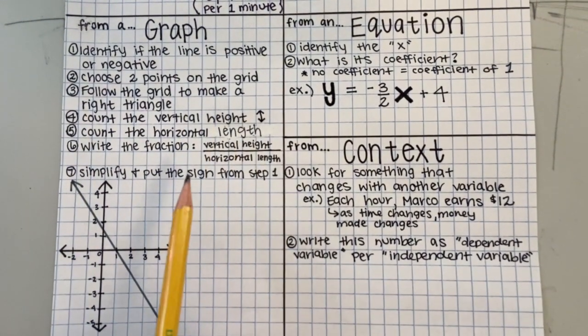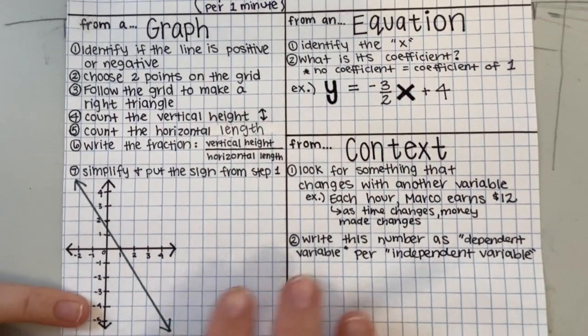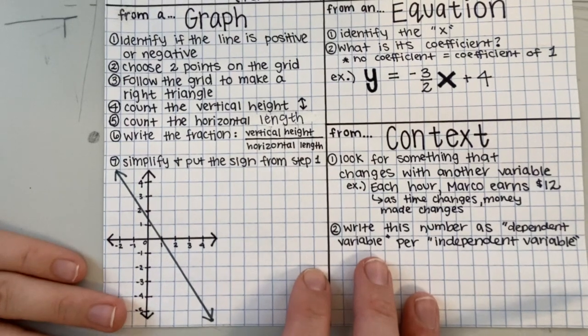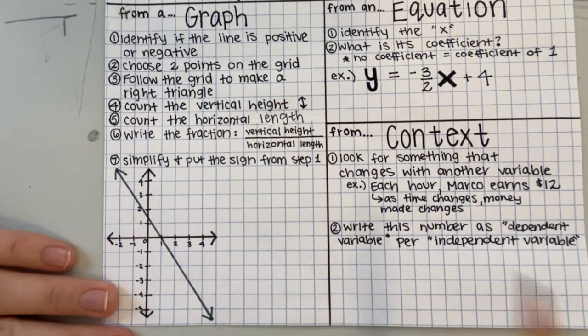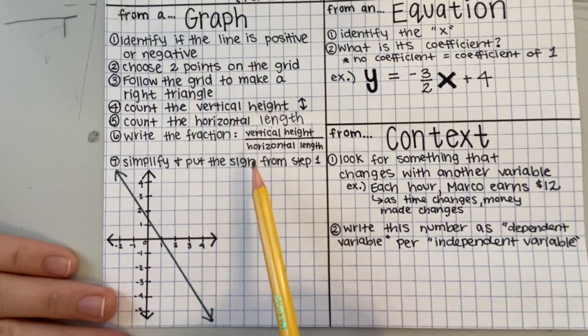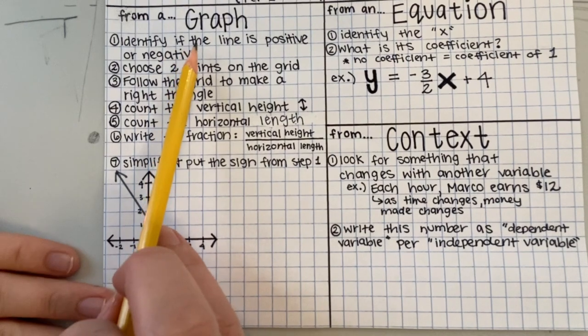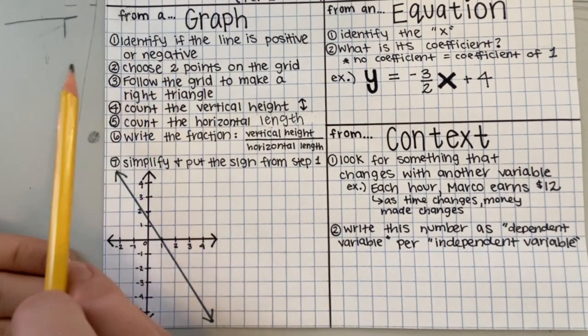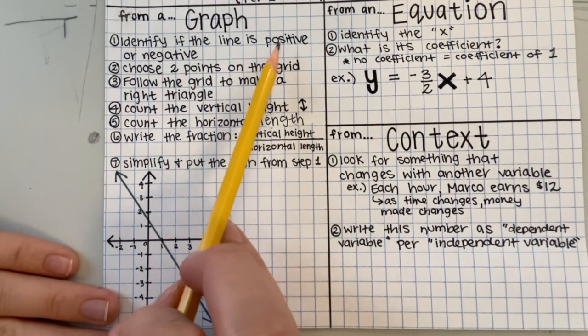When you're given a graph of a straight line, that means that you have a constant rate of change. So when I have a constant rate of change, I can find that number. And here are my steps to find that number. My first thing when I'm given a graph and asked to find the slope is that I need to identify if the line is positive or negative.